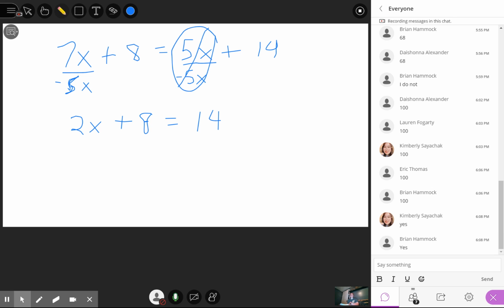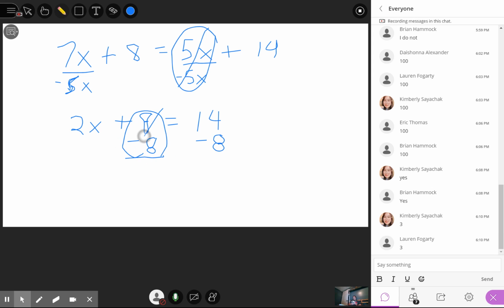Okay, now we need the x's to be alone. That 8 is in the way. So again, I'm going to be fair. I'm going to subtract 8 from both sides. And again, 8 minus 8 is 0. So that's a 0 pair. That's gone. 14 minus 8 is 6.